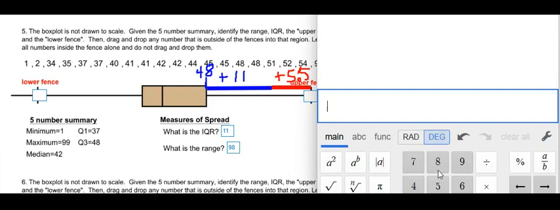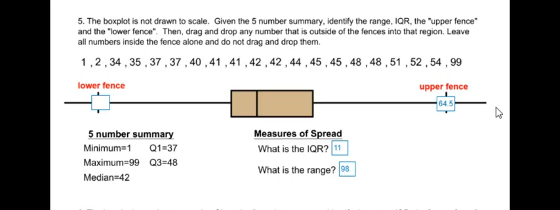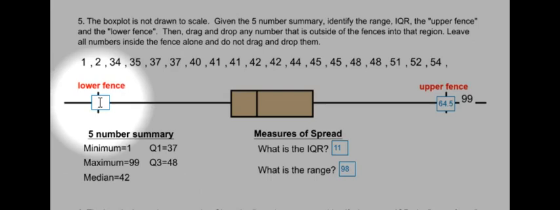So to get the upper fence value, we take the upper quartile 48 and add the IQR, and then we add half the IQR. So the upper fence value is 64.5. Any number that is bigger than 64.5 goes to the right of the fence and becomes an outlier. So clearly 99 is an outlier. 54 is not bigger than 64.5, so it does not go to the right of the fence and it is not an outlier. Let's now find the lower fence value.